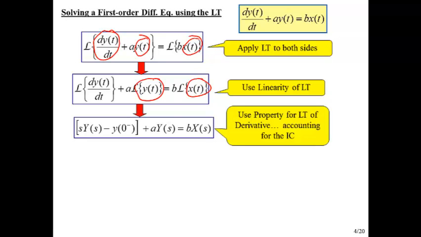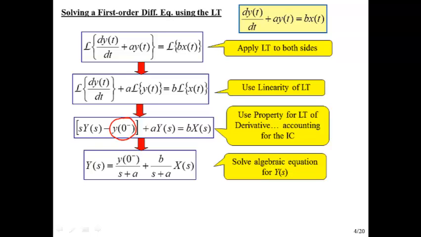We get a times Y(s), b times X(s), and now for the derivative term, we have to use the property for the Laplace transform of a derivative. So we do the s times Y(s), and then we account for the initial condition. Since this is a first order derivative, we only need one initial condition. And so there is the initial condition on the output of the system. And so now solving that for Y(s), we end up with something that looks like this.